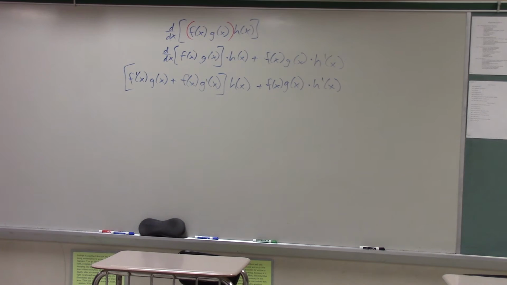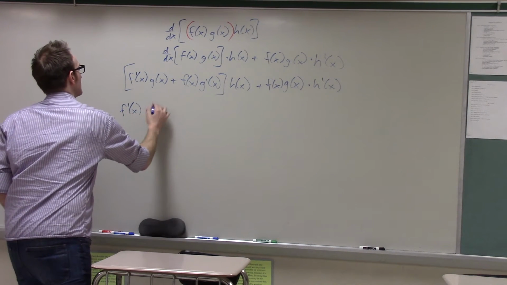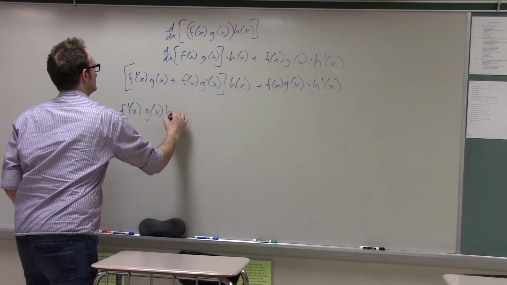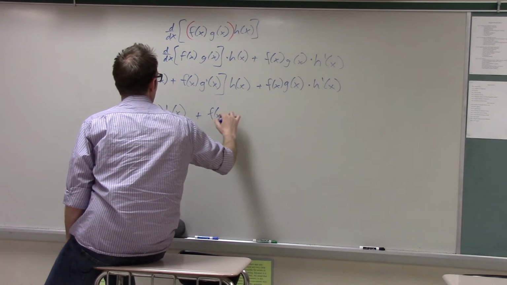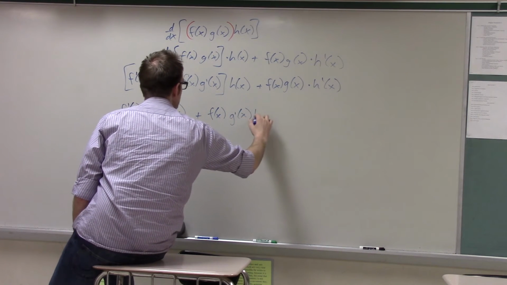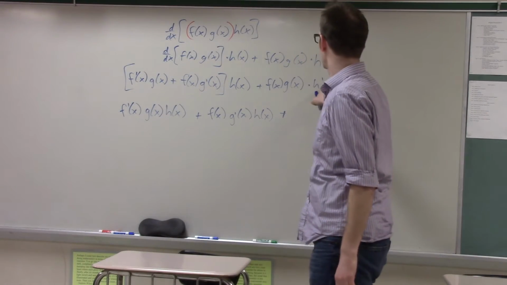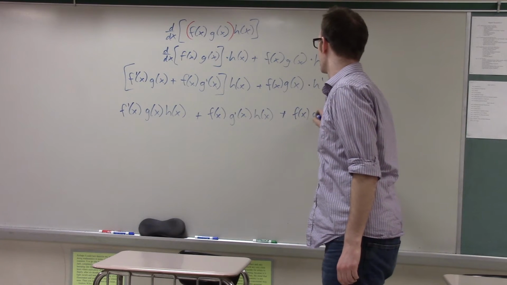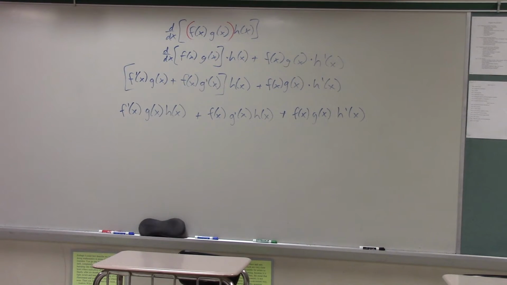And if you multiply this out, you get a nice formula which says that it's the derivative of the first times the other two, plus the derivative of the middle one times the other two, plus the derivative of the last one times the other two. I call that the triple product rule. It's just a nice little thing to know, and I think it's a homework problem.